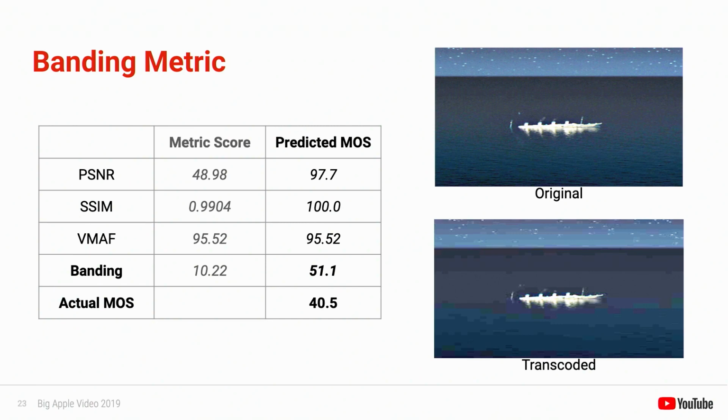In contrast, when we compute the banding metric on the transcoded video, you can see that raw score, when converted to a predicted mean opinion score, comes out to 51.1, a much lower mean opinion score. And that's much closer to the subjective mean opinion score, the empirical mean opinion score of 40.5, which we got from subjective testing.